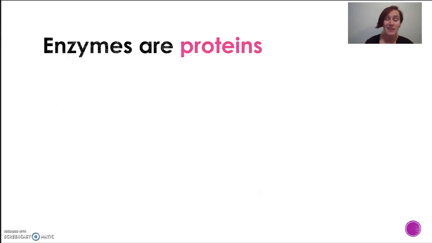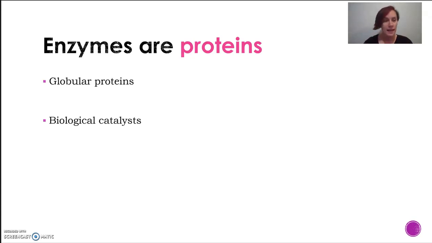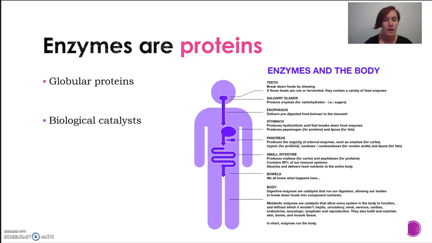Alright, let's start off. Enzymes are proteins, okay? They are globular proteins, so they are folded like that big ball, and they are biological catalysts, meaning that they speed up reactions without being altered themselves, right? They are made in cells and they are proteins. Enzymes can be found in all different places in the body, from the salivary glands where there's amylase to break down some sugars, all the way through the digestive system.